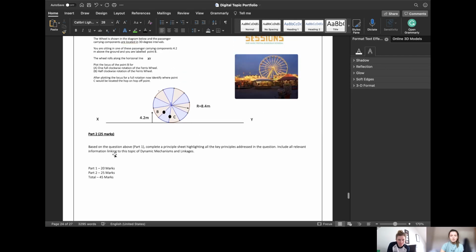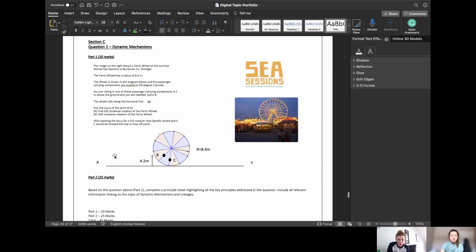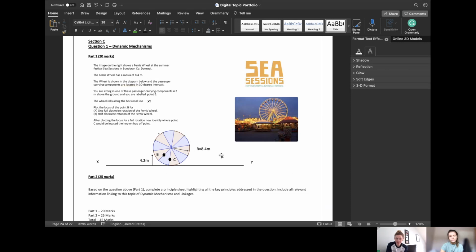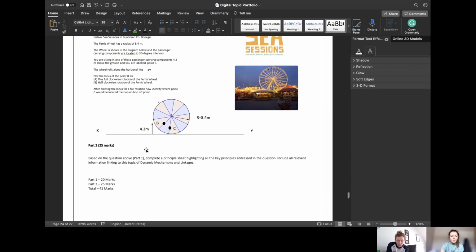Perfect. Just before I show you the solution, do you actually know which trochoid we're using in this question? Is it an inferior trochoid? Yeah, it is. And why is that? Is that because the point P is on the inside of the circle, or point B? Yeah, point B is on the inside of the circle, so that's exactly it. And then for the principle sheet, can you maybe list a couple of principles addressed in this question that we can incorporate in our principle sheet?